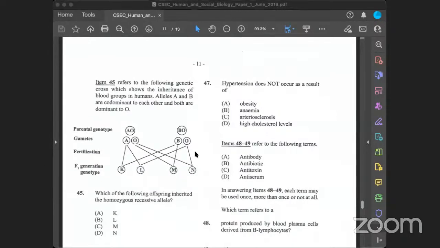What's this here gonna be? D. D, yeah, producing your two recessive alleles. Homozygous recessive, good.